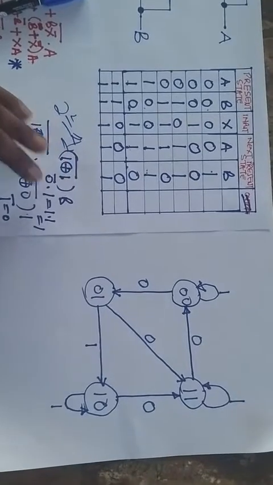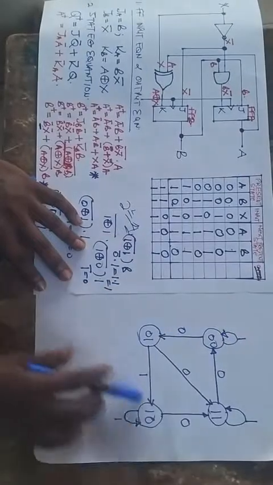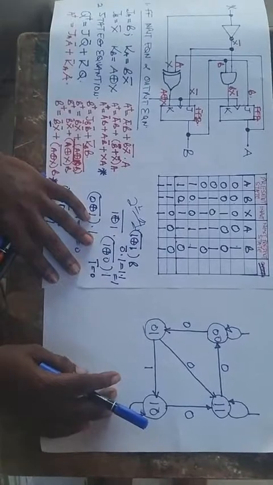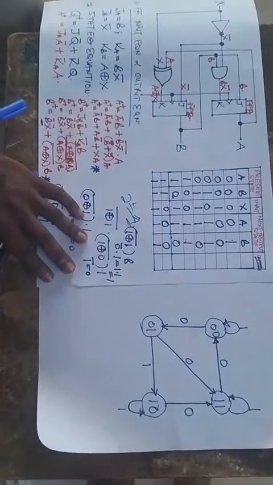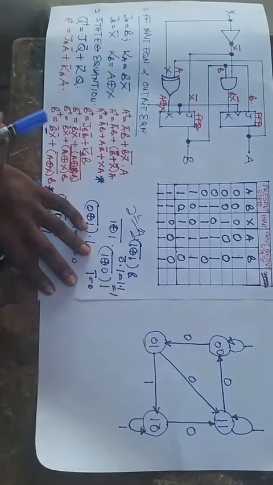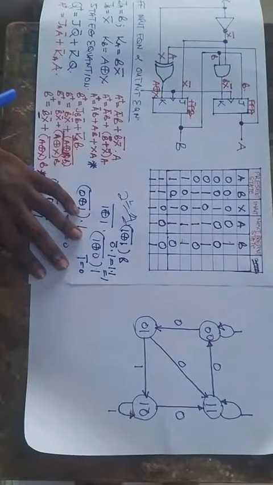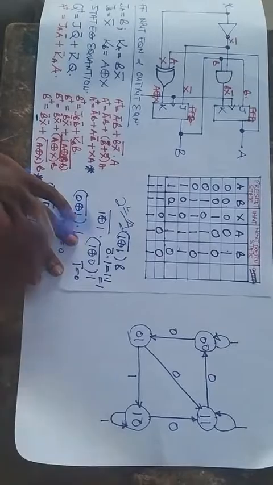Okay, so we've been able to draw the state diagram for the circuit given to us. So based on the state diagram, the analysis is clear, right? We know that at 00, it only goes to 01 when the input is 0. At 01, it will go to 11 when the input is 0. At 01, it will change state to 10 when the input is 1. At 10, there will be no change if we still maintain the input to be 1.